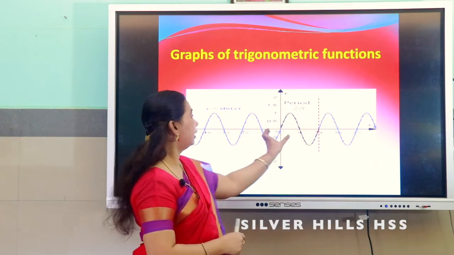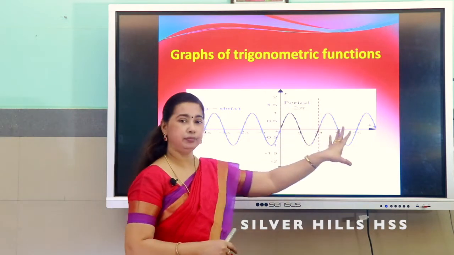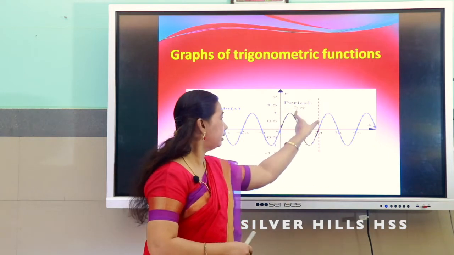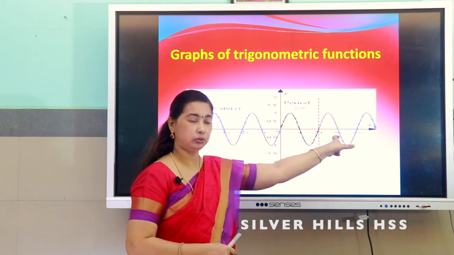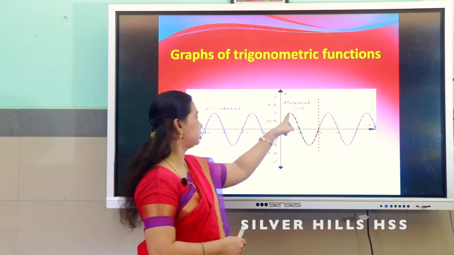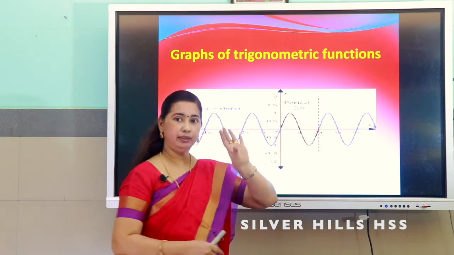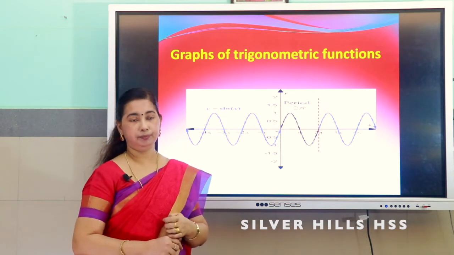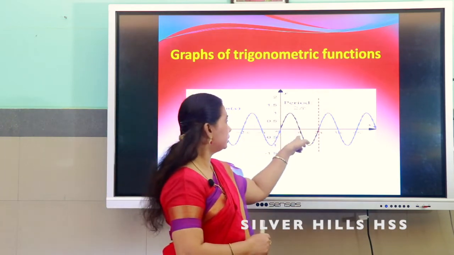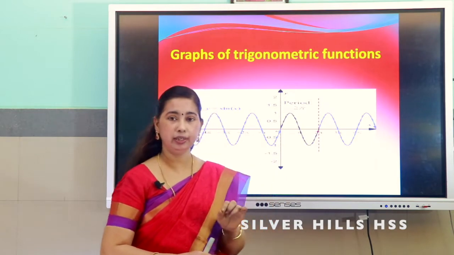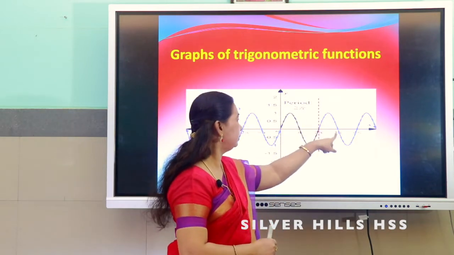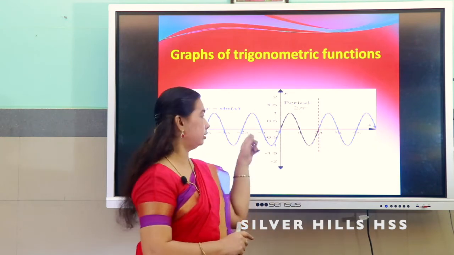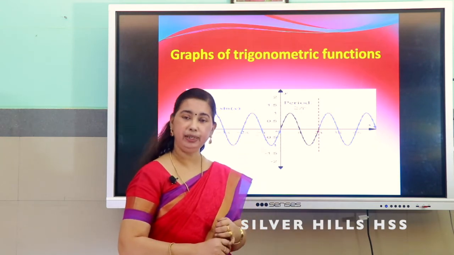And the graph is repeating with a period of 2 pi. So the same graph will be repeating to the other side also. This side also same graph, that period is 2 pi, it will be repeating the whole graph. And the graph is touching on the x-axis at pi, 2 pi, 3 pi, 4 pi and so on. So it becomes 0 because on the x-axis y value will be 0.